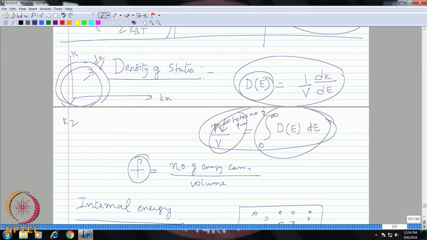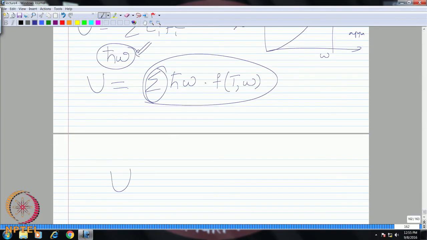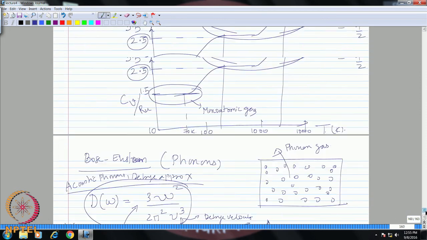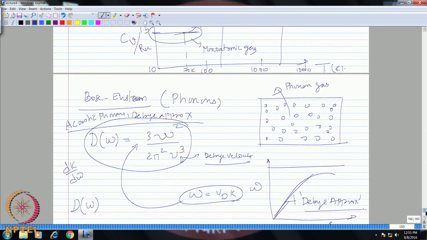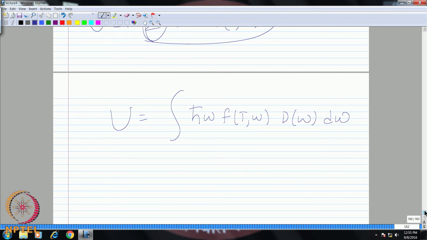So, the summation over the number of states is now converted to an equivalent integral over a continuous function. All we have to do is rewrite this as the integral of h bar omega f, which is a function of T and omega, times D of omega d omega. So, D of omega d omega will give you what? The number of quantum states per unit volume. So, this is basically converting the summation into an integral.